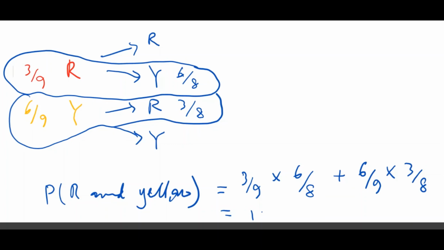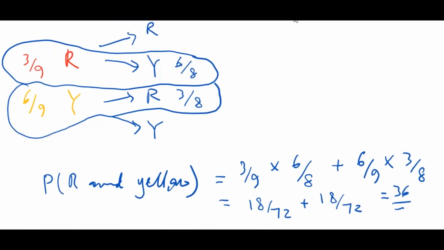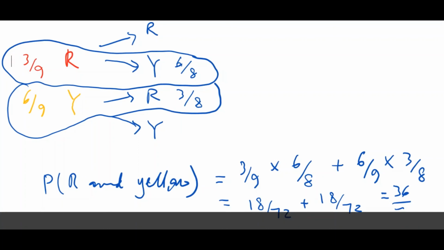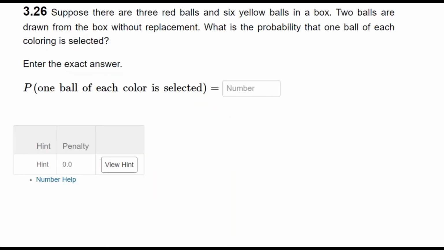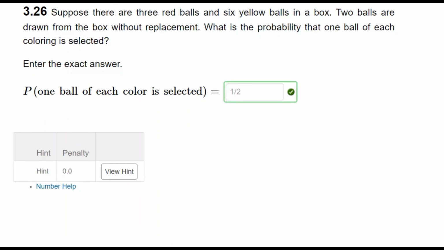So the first part gives us 18 on 72, and then the second part also gives us 18 on 72, and this gives us 36 on 72, which will turn out to be a half, isn't it? And so we need to enter the answer 1 by 2 here, and let's see. Okay, so our answer is correct, and I hope now you enjoyed this example and the strategy.